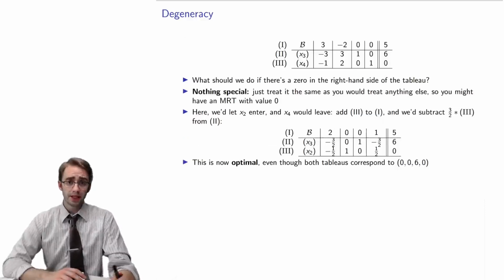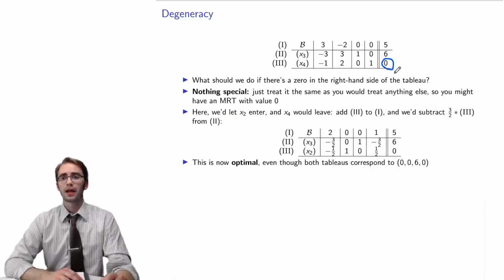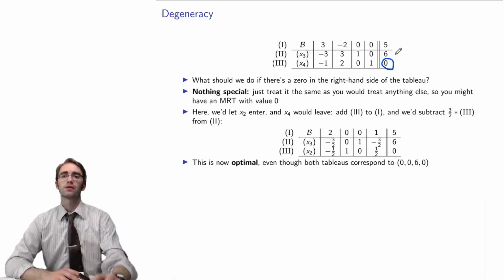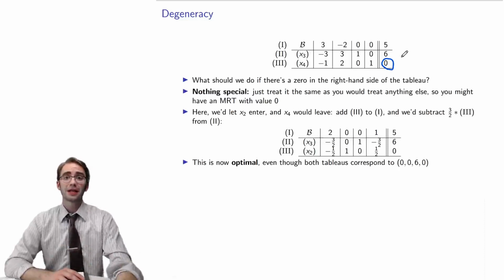Let's revisit degeneracy here, now in the context of the minimum ratio test. So what should you do? This is a question that comes up a lot. What do you do if you have a 0 in the right-hand side of the tableau? Okay, what do you do if you've got a 0 here when you're running through that minimum ratio test? The answer is nothing special. If there's a 0 there, it is simply carried through with the numbers as if you would carry it through with anything else. Okay, so in this example here, we've got x2 is our entering basic variable.